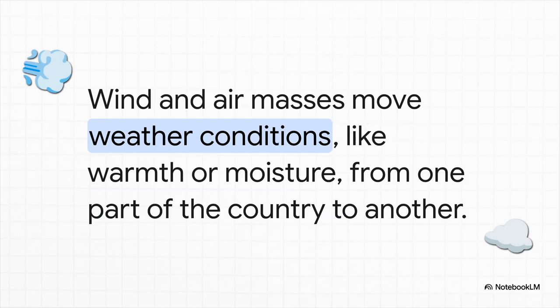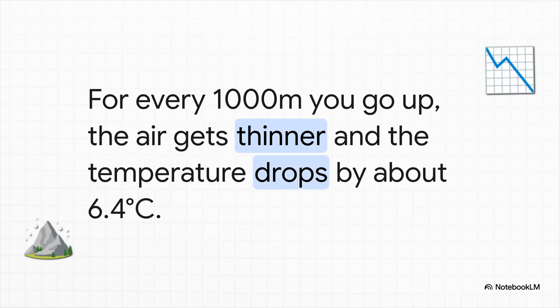These basically act like delivery trucks, carrying weather conditions, like warm air from the south or moisture from the ocean, all across the country. E is for elevation. Again, pretty straightforward. The higher up you go in the mountains, the colder it gets, every time.